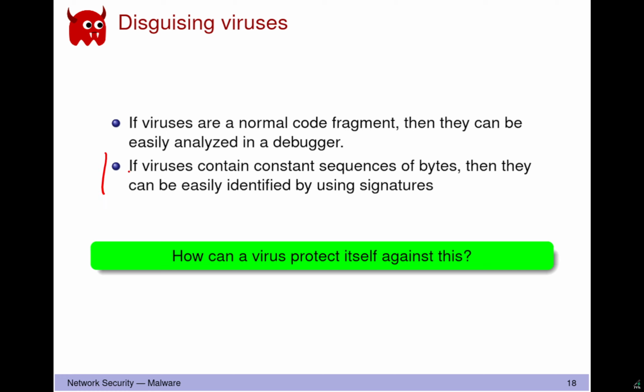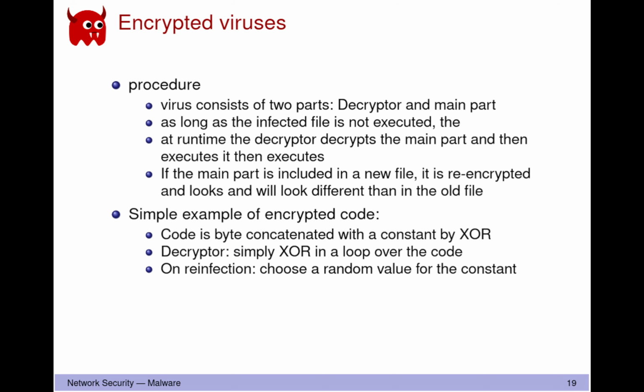So, if viruses contain a constant sequence of bytes, then they can be easily identified by using signatures. So what we can do is use encrypted viruses. We add a decryptor and the main part. Basically we encrypt the virus and give it a decryptor that is able to decrypt it once executed. So as long as the infected file is not executed, the signature is not visible. Why is it missing?